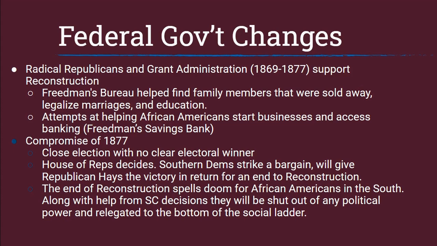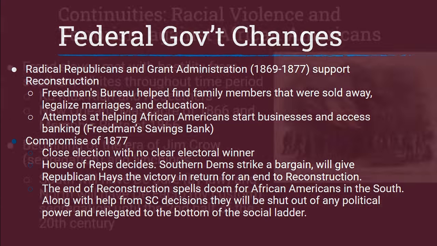Then a big change happened with the Compromise of 1877. The election of 1876 was really close and produced no clear electoral winner, so it went to the House of Representatives. A bargain was struck between Southern Democrats and Northern Republicans that they would give the election to Republican Rutherford B. Hayes in return for an end of Reconstruction and federal occupation of the South. The Republicans agreed, and that spelled the end of Reconstruction. Along with the previously mentioned Supreme Court decision, it spelled doom for African Americans, as they would then be completely shut out of political power and relegated to the bottom of the social ladder.